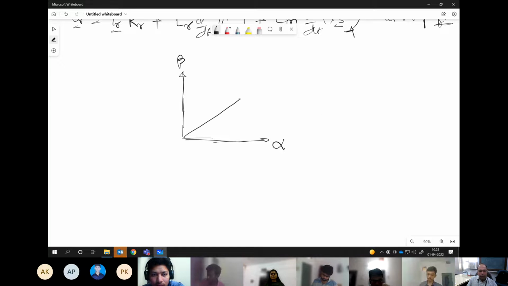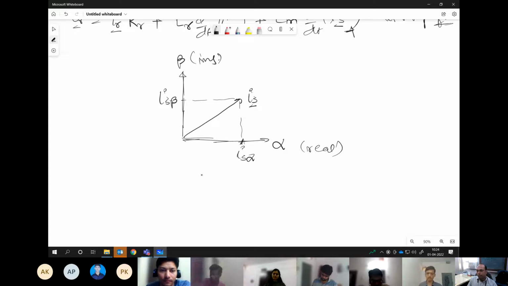So when I am saying my current Is, this vector, it has two components. One is along the alpha axis or the real axis, and beta along the imaginary axis. So this can be called Is alpha, and this can be called Is beta. Now we have a rotor which is rotating at say speed omega r. When we are talking about the alpha beta reference frame, this is the stationary reference frame. But stationary with respect to what? Stationary with respect to the stator.